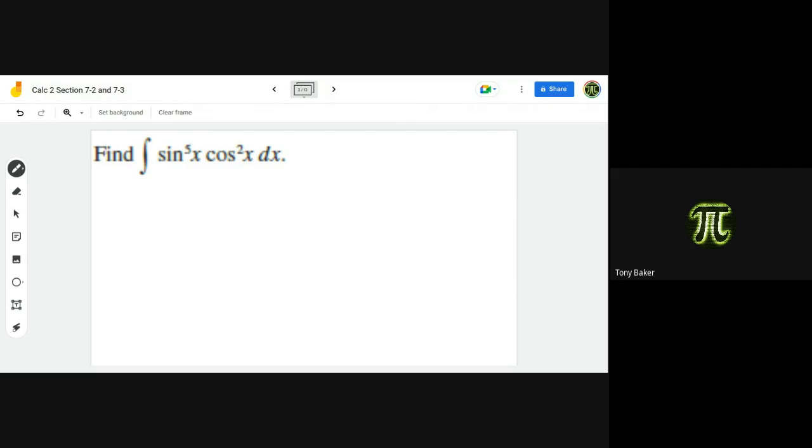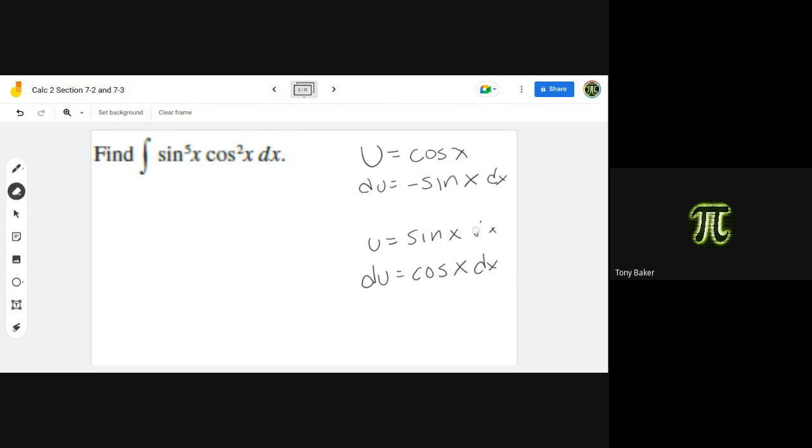Trig integration says that if I can rewrite everything in one term, I can use substitution. Remember, if I said u was cosine of x, what's du? Actually, it's negative sine of x. And if I said u is sine of x, du is cosine of x. So I can then use u substitution if I have that. So what I want to do is use one of these to change it.